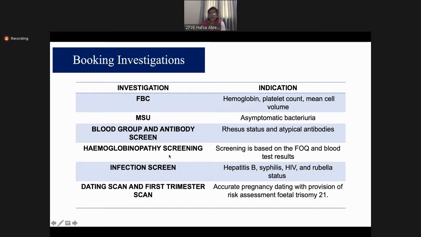Hemoglobinopathy screening. In those patients in whom the blood tests reveal low hemoglobin levels and the low hemoglobin levels are not improving in spite of iron supplementation, what is required is hemoglobinopathy screening. The hemoglobinopathies commonly encountered in pregnancy are the thalassemias, the sickle cell anemias, and certain other hereditary anemias.